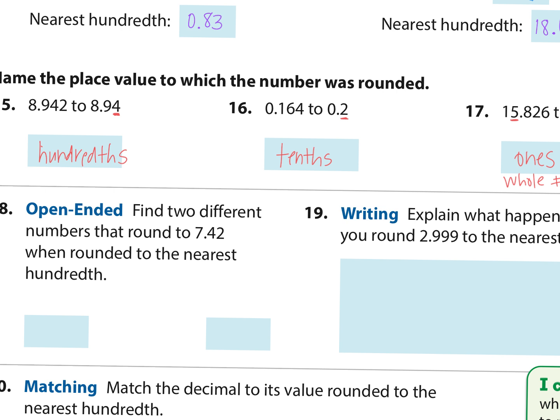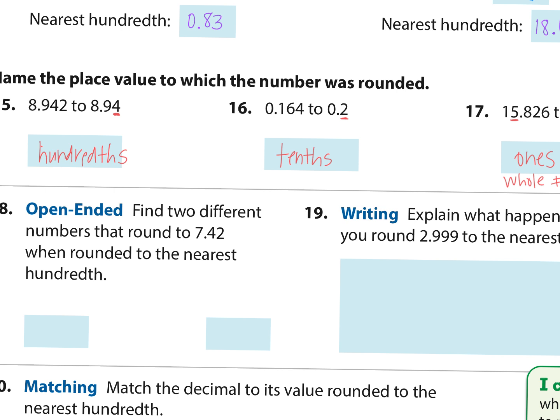Okay, so if I put an 8 at the end of this number, will my answer still be 7 and 42 hundredths? No. Why would it not be? Because 8 is bigger than 5 and it would round it up. Okay, so I know 8 can't work. That's a little too high. So what digit might work?